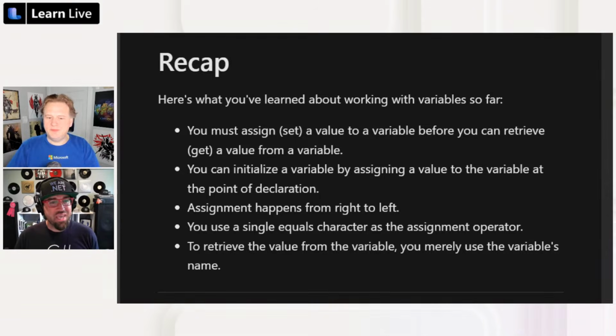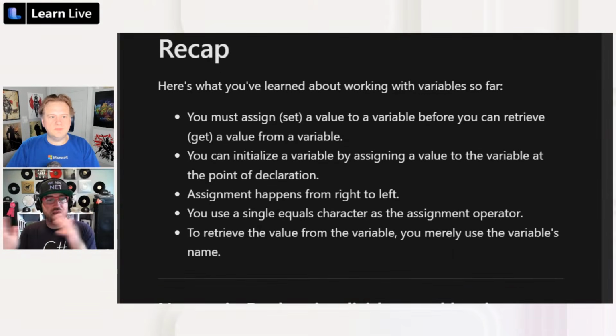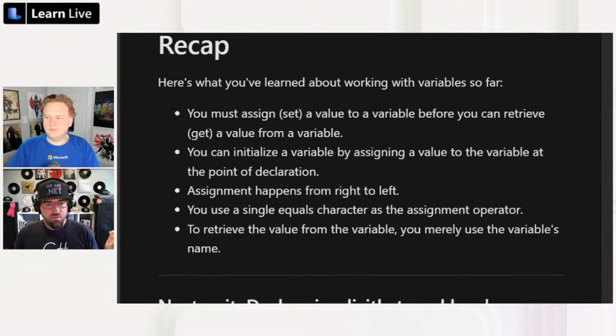All right, so let's recap. We talked about assigning and setting a variable before it's used, before we try to retrieve a value from the variable. We talked about how you can initialize a variable by assigning its value at the time it's being declared. Assignment happens from left to right, where the left-hand side is the variable, then equals, meaning assignment, then the value on the right-hand side. So that's how it happens.